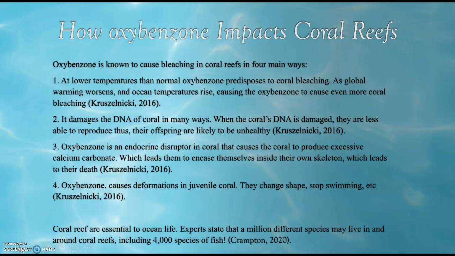Oxybenzone is an endocrine disruptor in coral that causes the coral to produce excessive calcium carbonate, which leads them to encase themselves inside their own skeleton, which unfortunately leads to their death. And lastly, oxybenzone causes deformations in juvenile coral. They can change shape and stop swimming, etc. And coral reefs are essential to ocean life. Experts state that 1 million different species may live in and around coral reefs, including 4,000 species of fish.